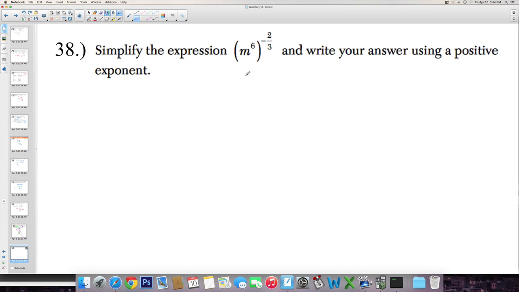Simplify this expression. So if we want, we can go ahead and use our power rule. When we have an exponent raised to another exponent, we multiply. So when you multiply fractions, multiply straight across. Again, you can use your calculator if you want. You get -4. So all this becomes m to the -4th. But we want to write it using a positive exponent, so it's really 1 over m to the 4th.